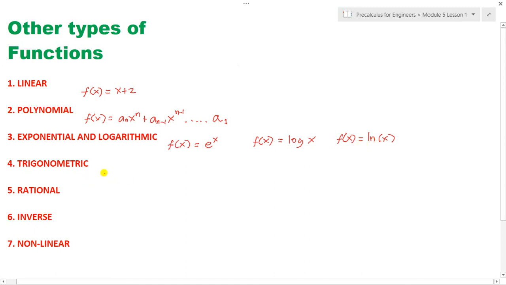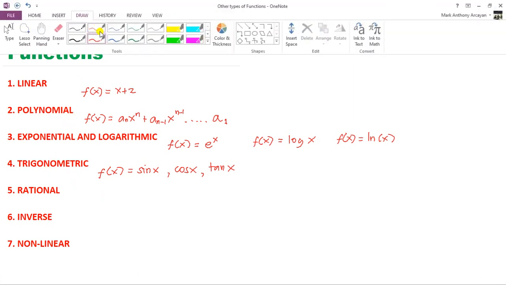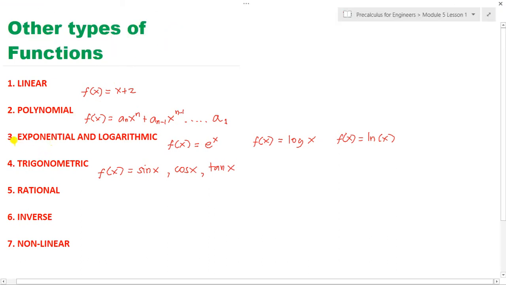And then the fourth one is trigonometric. So this is of the form f of x is equal to the trigonometric functions. So let's start with sine x, or you can have cosine x, you can have tangent, so on and so forth. And for the information of everyone, these examples, the exponential, logarithmic, and trigonometric, are called transcendental functions. So transcendental na sila. And then the fifth one is rational function.